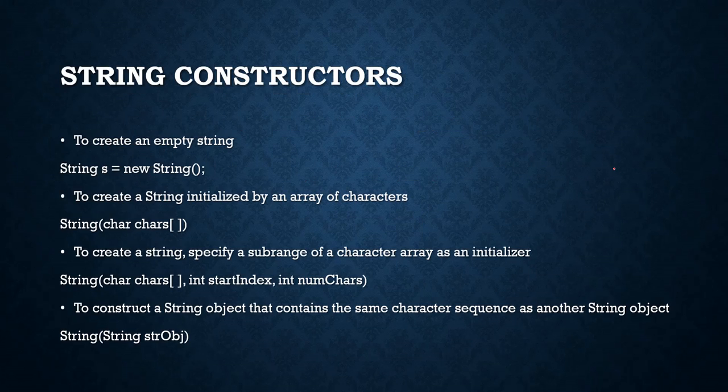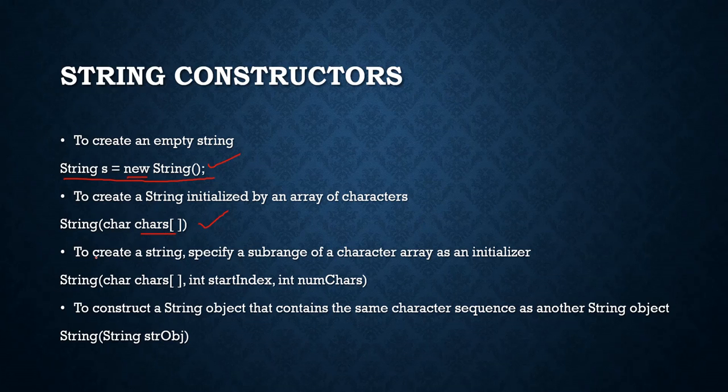String constructors. Java provides a number of string constructors to create a string. The first one, to create an empty string, we can declare as String s equal to new String. This will create an empty string. And we can also create a string from an array of characters. See, chars is a character array, and String of character array will create a string object.